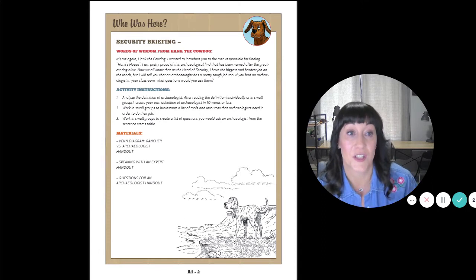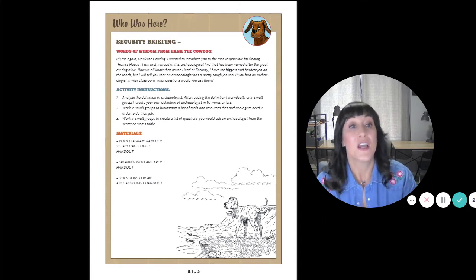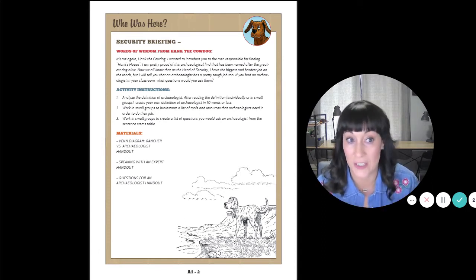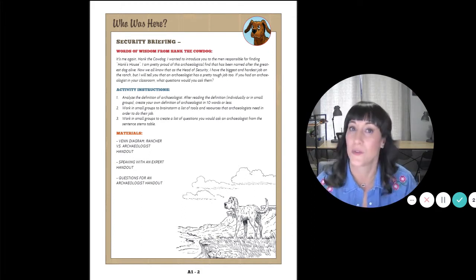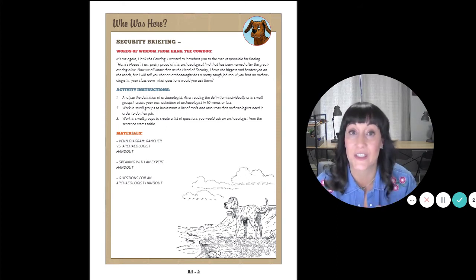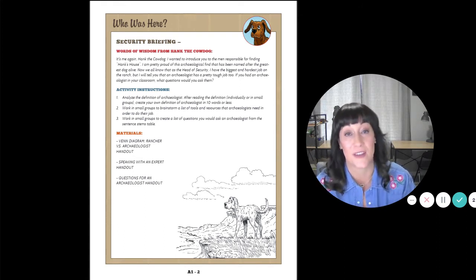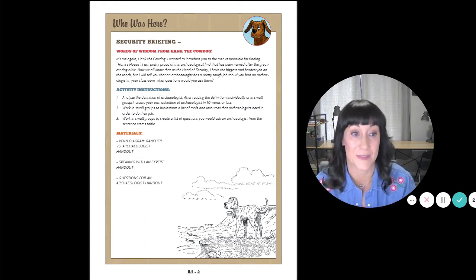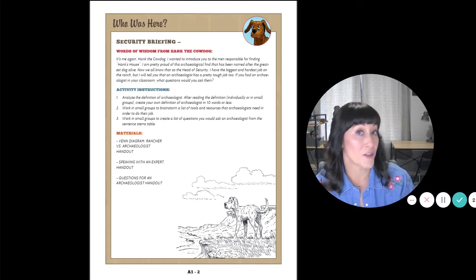Before we get started, the security briefing for this activity, you'll have the words of wisdom from Hank the Cowdog. So these are his instructions for kids, what he wants them to do, written in the personality of Hank the Cowdog. If you need a good hook or an engagement piece, I would highly recommend doing this as a read aloud with your students.